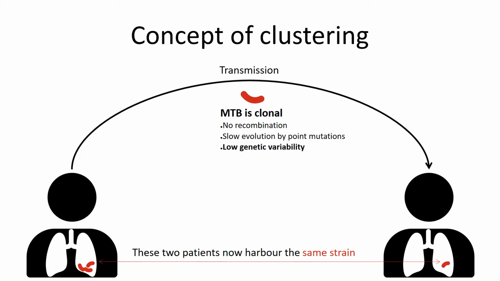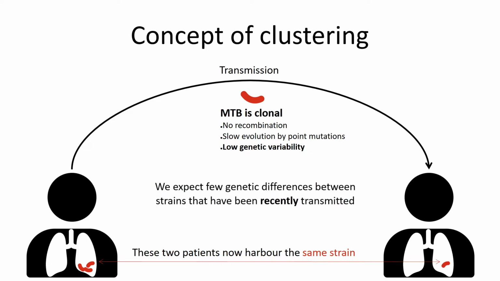And because MTB is clonal and presents no recombination, a very slow evolution, and very low genetic variability, we expect few genetic differences between strains that have been recently transmitted. So we would expect that these two red strains really are genetically very similar. And just one thing to bear in mind: note that "recently" is involved. We will come back to this concept once and again, so you understand that clustering is talking about recent transmission.